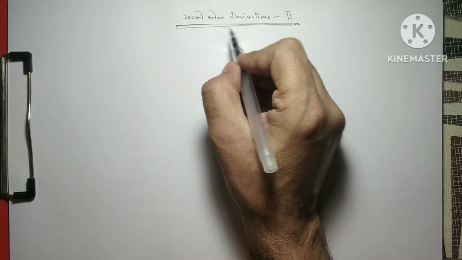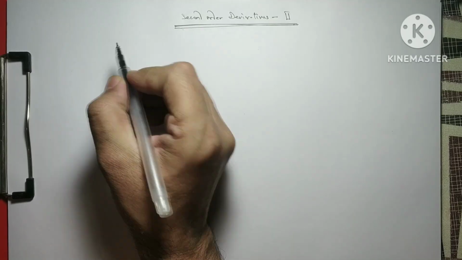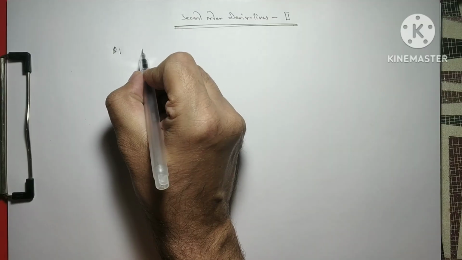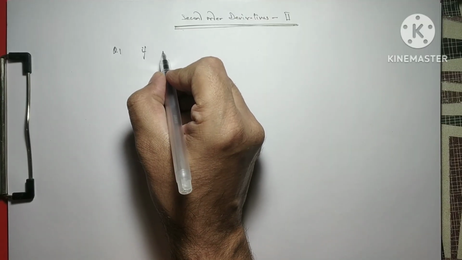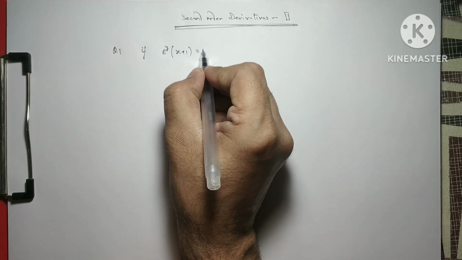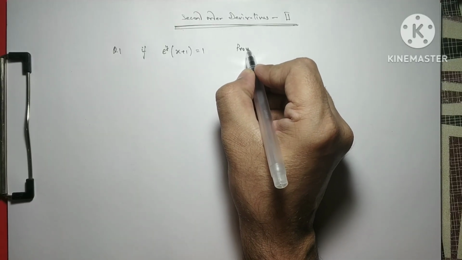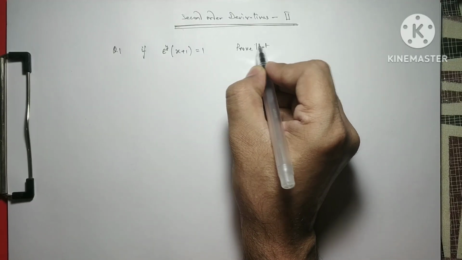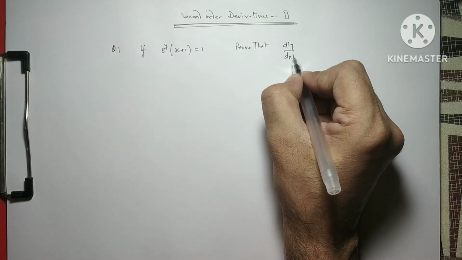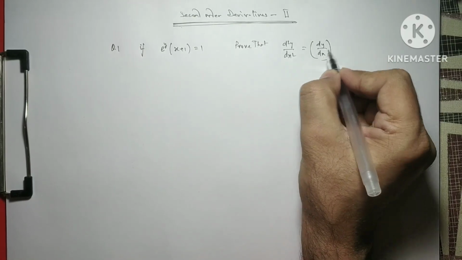So this is second order derivatives part 2. The questions are, first we are taking question number 1. If e to the power y into (x plus 1) equals 1, then prove that d2y over dx square equals (dy over dx) whole square.